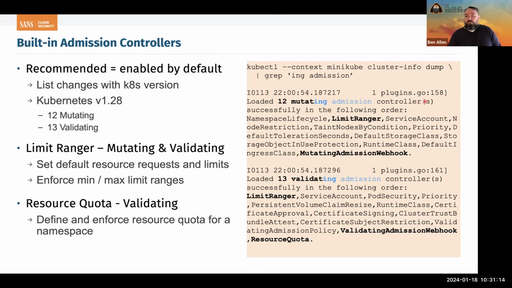So it tells us it loaded 12 mutating controllers and 13 validating. The bolding I did, the blue text is the match for the grep. Just if you're wondering why those things look so weird. A couple of things I want to point out here. Limit ranger appears in both lists. It is both a mutating and a validating admission controller. It's kind of neat. You can be both.